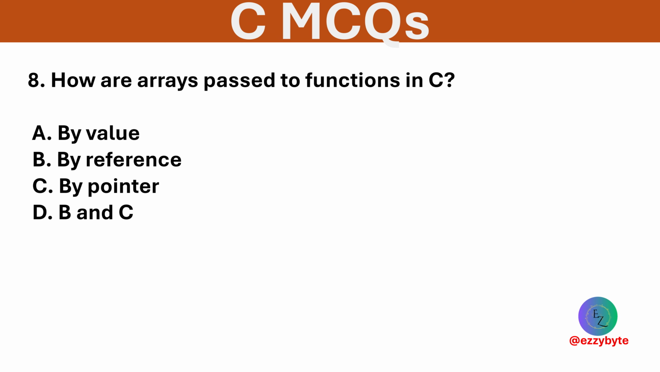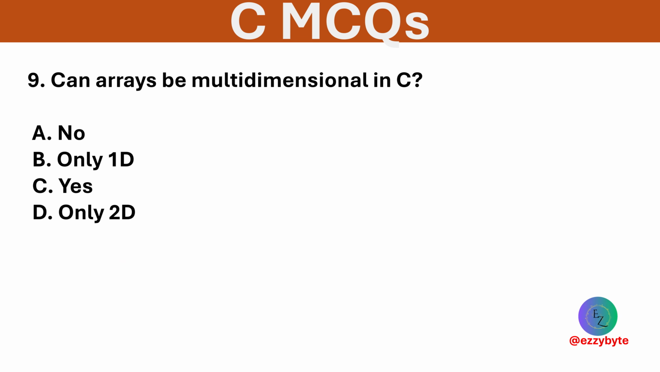How are arrays passed to a function in C? Options are by value, by reference, by pointer, and B and C. Option D is correct. When you pass an array to a function, it turns into a pointer to the first element. Can arrays be multidimensional in C? Options are no, only 1D, yes, and only 2D. Option C is correct. C supports multidimensional arrays like 2D, 3D, etc.